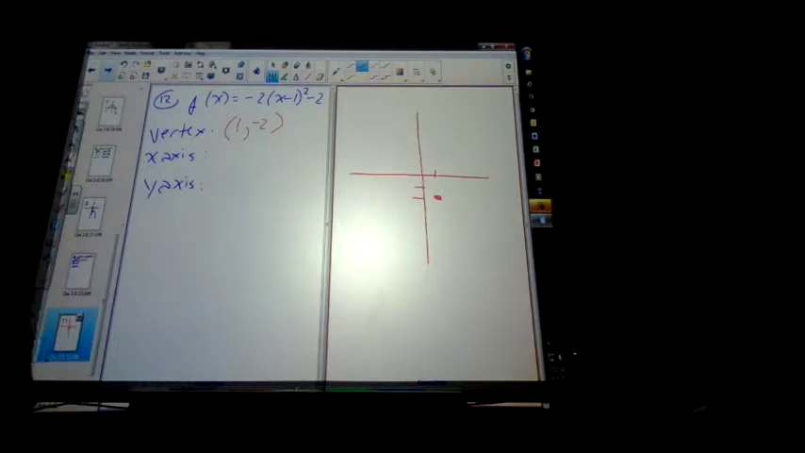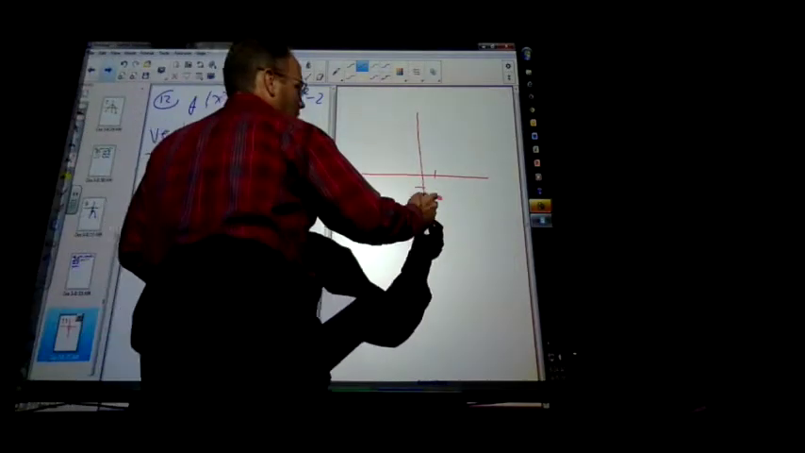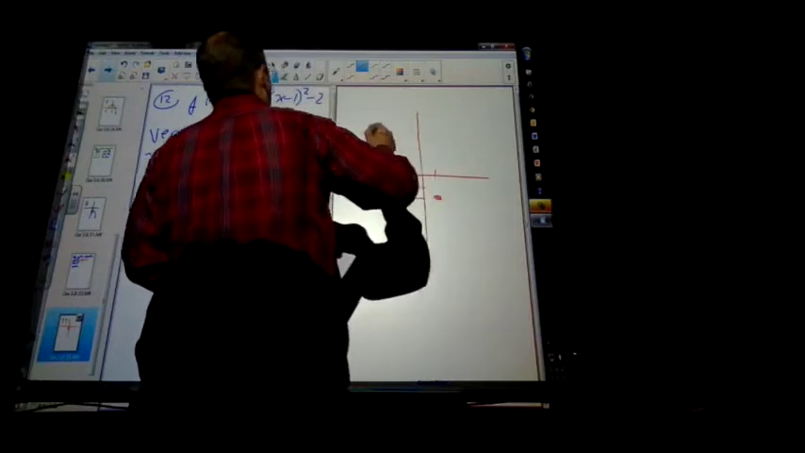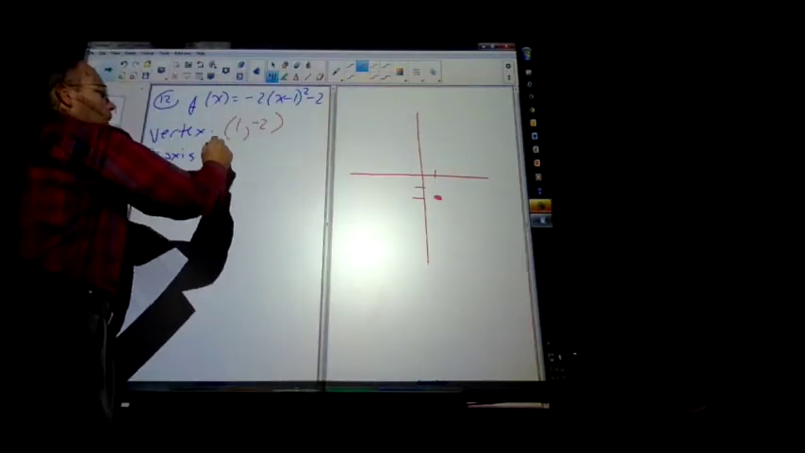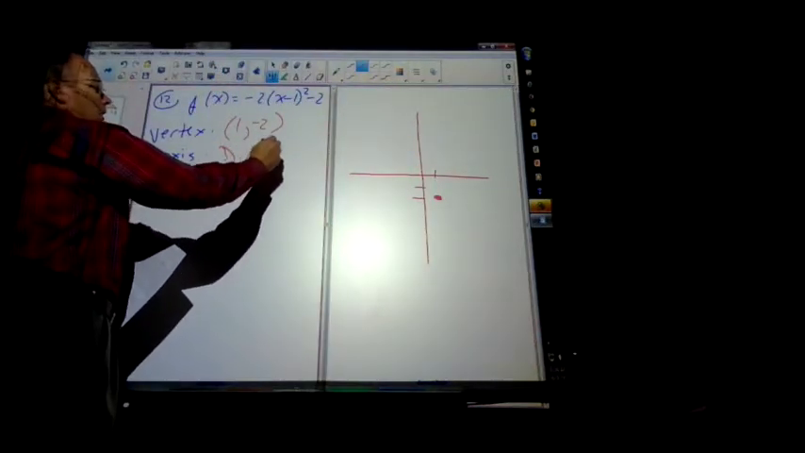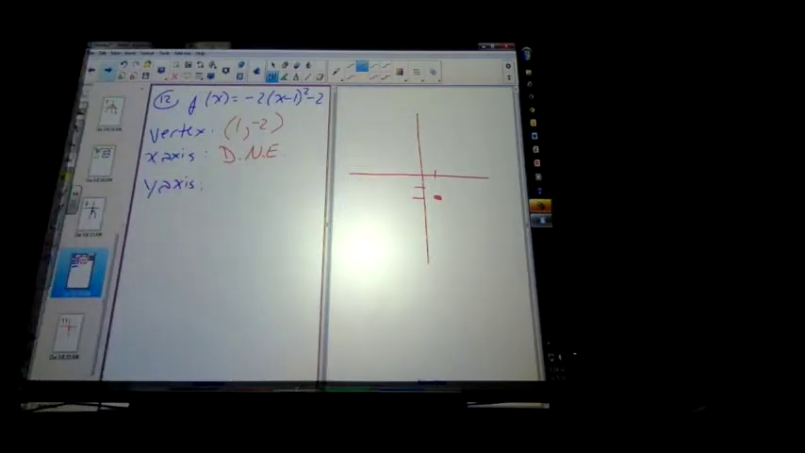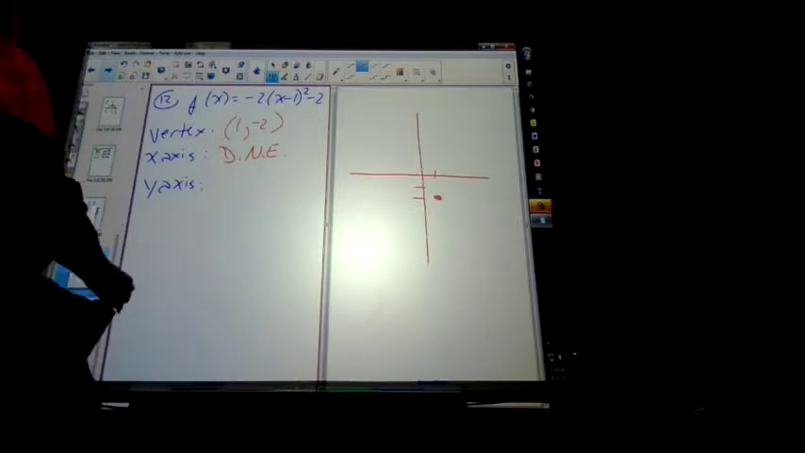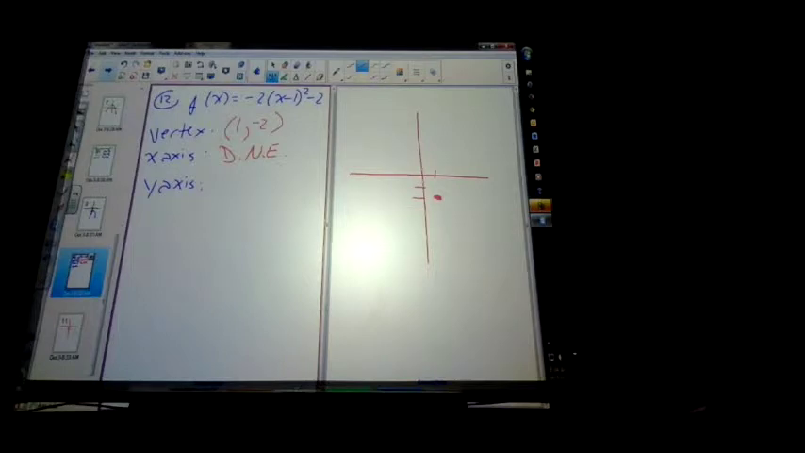Does this parabola open up or down? Down. Is it going to cross the x-axis? No. Why not? That is the highest point and it opens down. So this parabola is going to open downward. It is not going to cross the x-axis, so it does not exist. D-N-E, you could put. Every time I look at it on kids' papers, I think it says O-N-E. Do I know enough information where it crosses the y-axis right now?